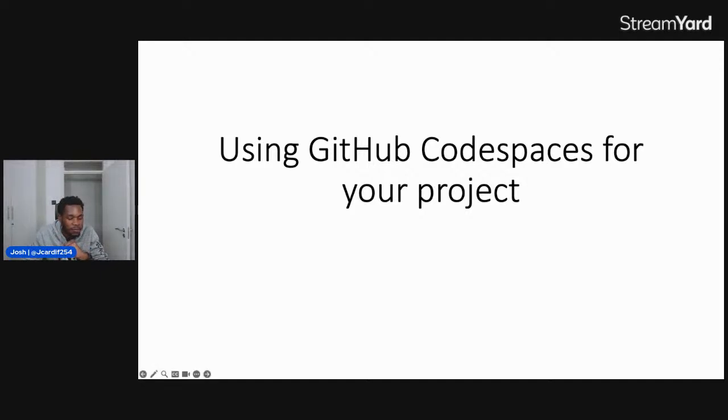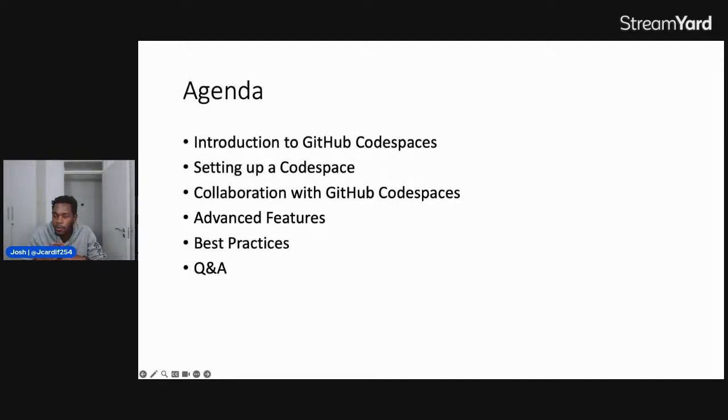As part of this session, we're going to cover what GitHub Codespaces are, how you set up your first codespace, and collaboration within GitHub Codespaces. If time allows, we'll look at some advanced features and best practices, and we'll wrap up with a Q&A. At any point, you can ask your questions on chat and I'll answer them as we progress. You don't have to wait until the end, unless some questions need me to come in at the end. I'll keep an eye on chat and answer them as we go on.